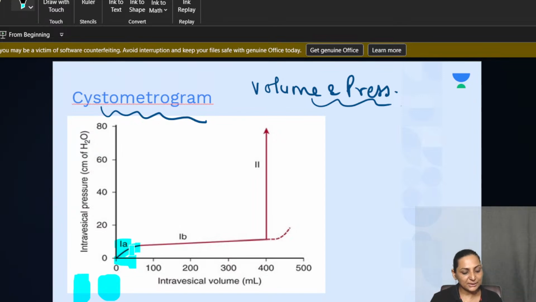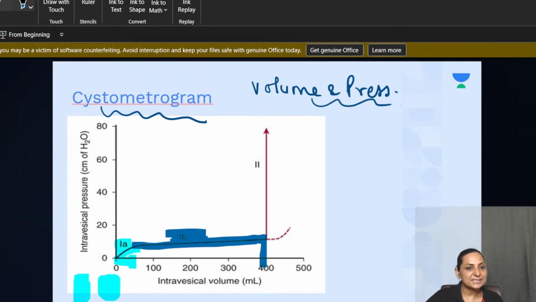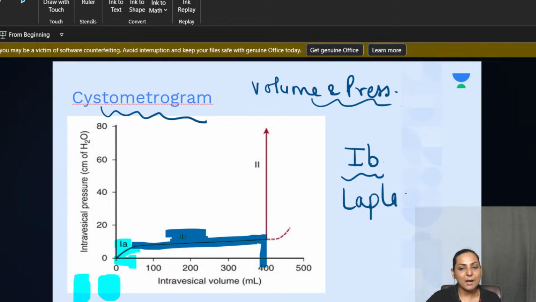This means initially, as there is a small increase in the volume of the bladder, there will be an increase in the pressure. But after that, even if the volume is increased, up to 400, you are getting this plateau, which is represented by segment 1B, which is nothing but the Laplace law over here.